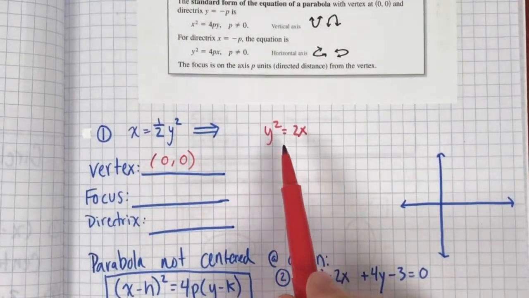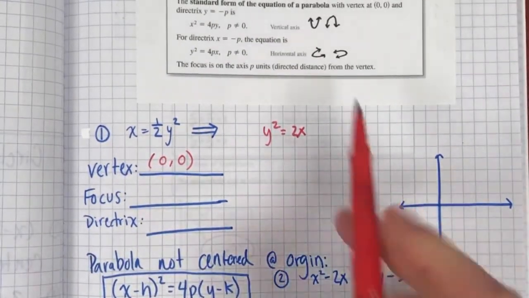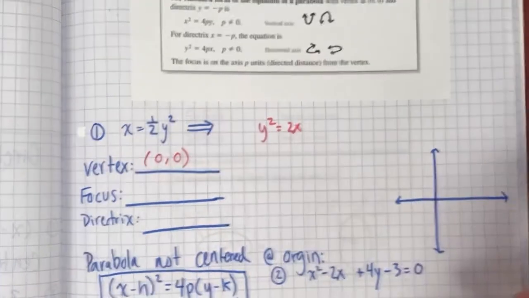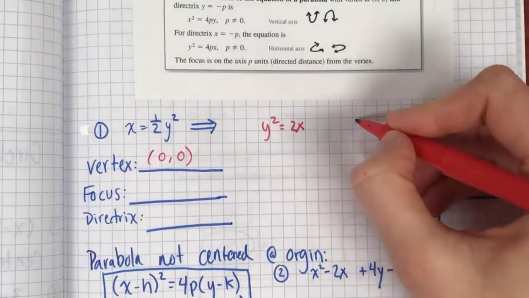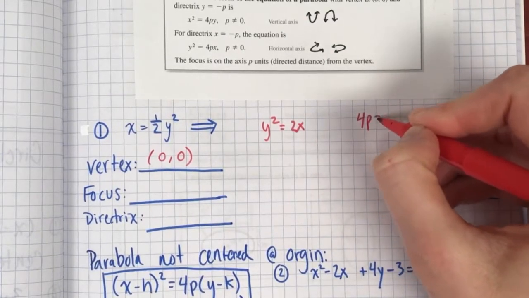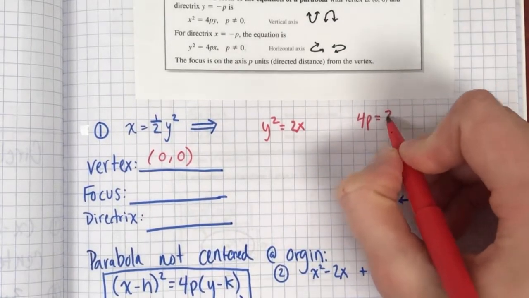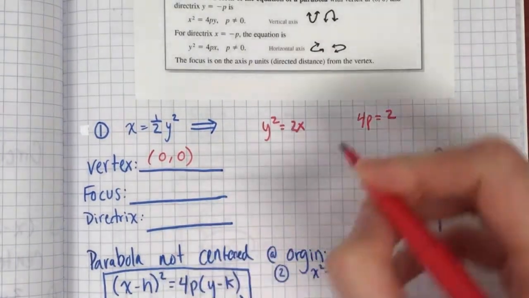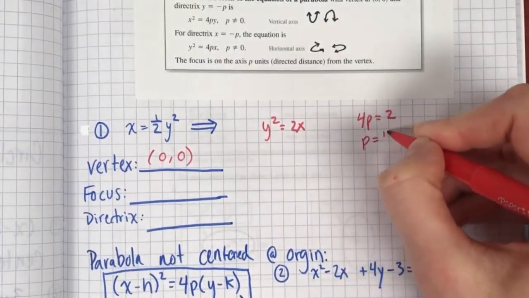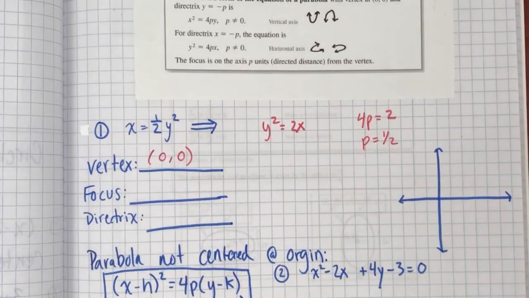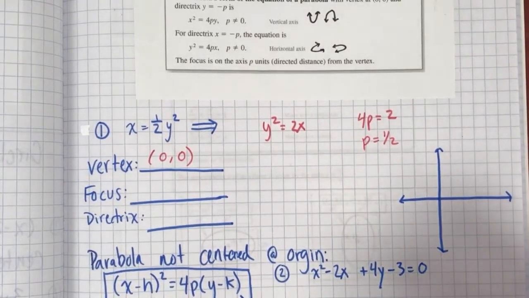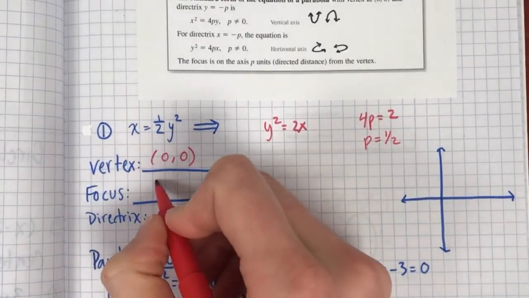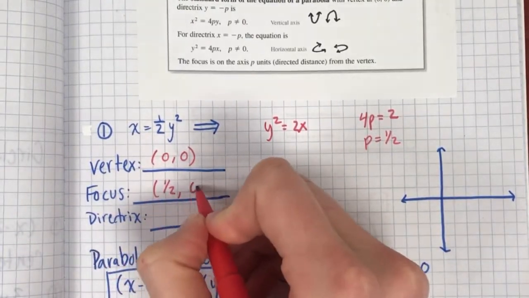Since our y is squared, I know that it's going to open up to the left or to the right. It's going to look like one of these. So we have to find our p value. So I like to just put 4p is going to be equal to 2, and that's what I get from this equation. So p equals 1/2. All right, so I know my focus is p units away, so I can write that as 1/2, 0.